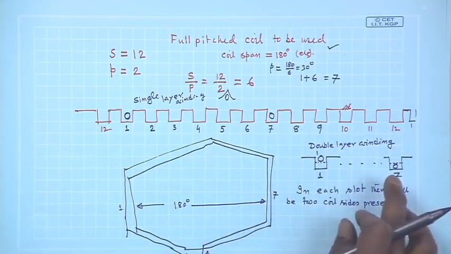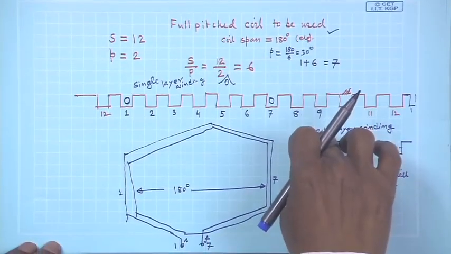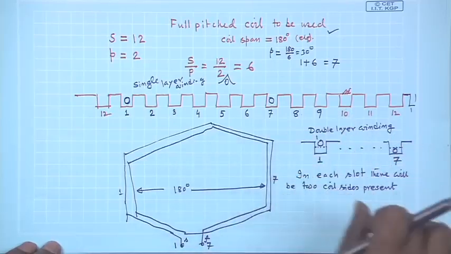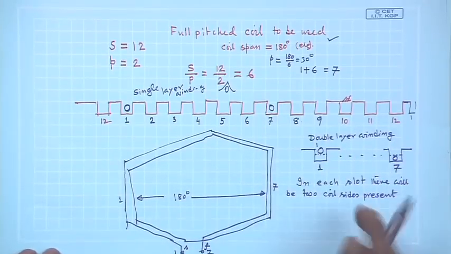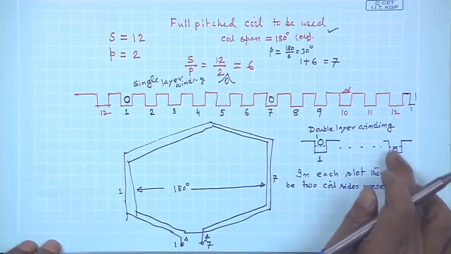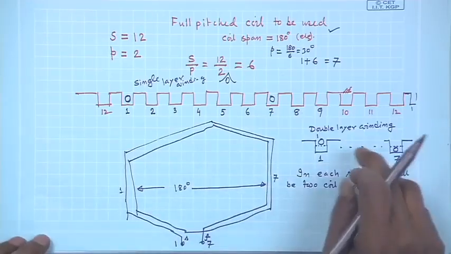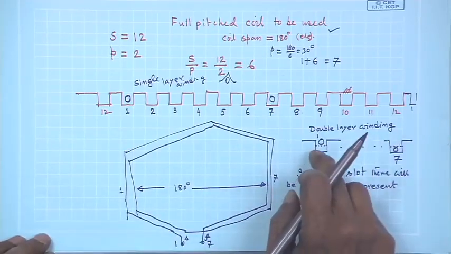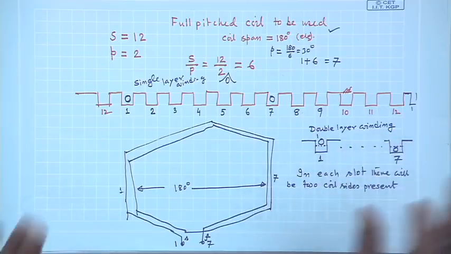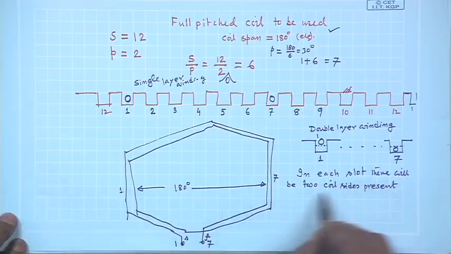So, the upper deck of slot 1 is one coil side of coil 1 7. Its finish is at slot number 7 and it will be in the lower deck. In the upper deck and lower deck of slots 1 and 7, there will be other coils. Therefore, in a double layer winding, in each slot there will be 2 coil sides present.